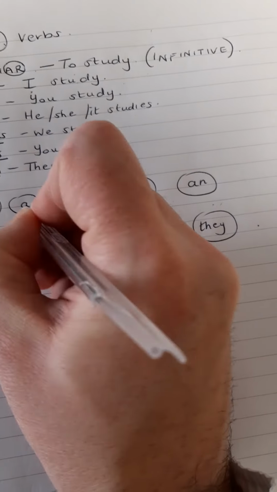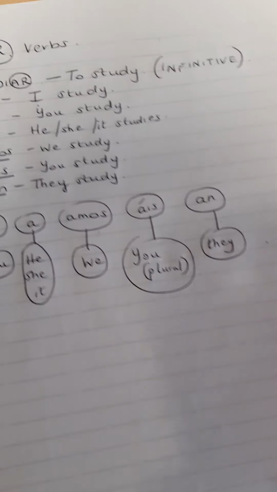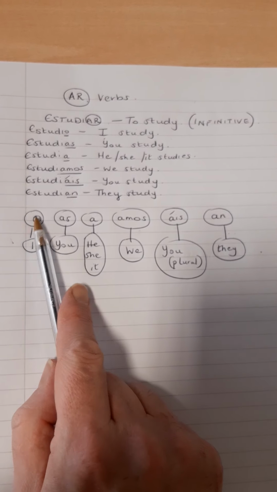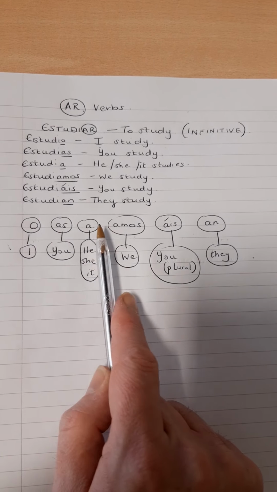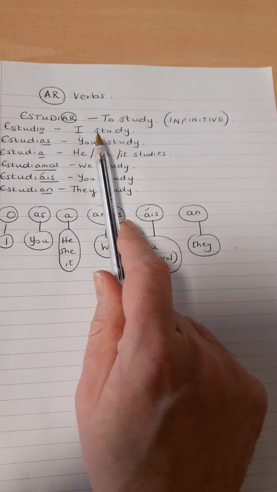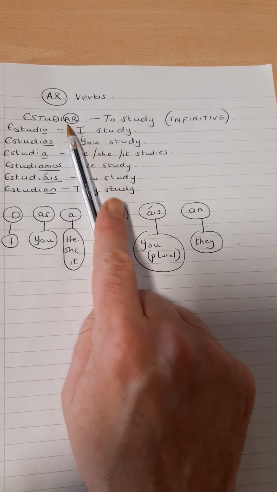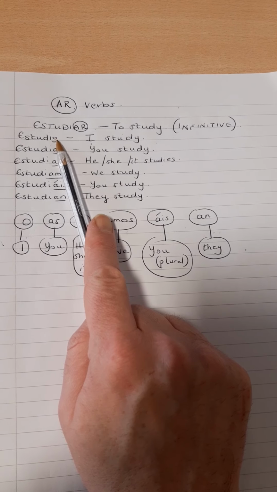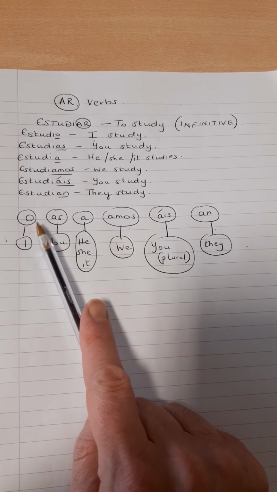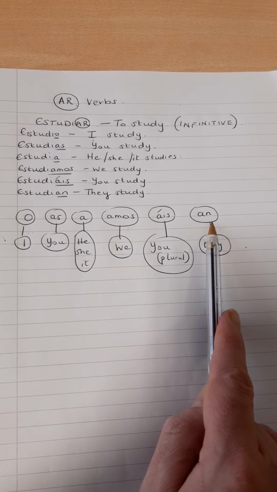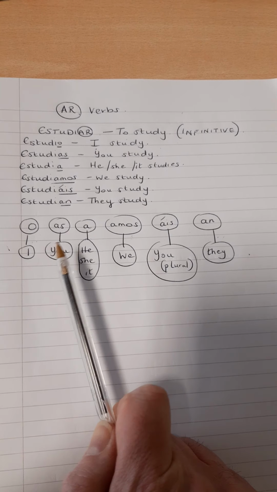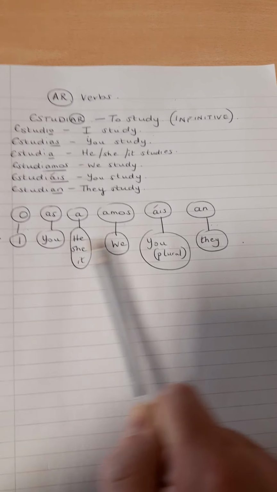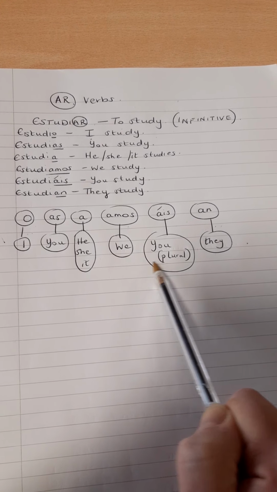So they link up, don't they? If you need to do that little diagram, do that. Let's just say the six of these again. O, as, a, amos, ais, an. So any AR verb that's regular and follows the rules should have these as its endings. And they mean I, you, he, she, it, we, you, they. Say that. I, you, he, she, it, we, you, they.